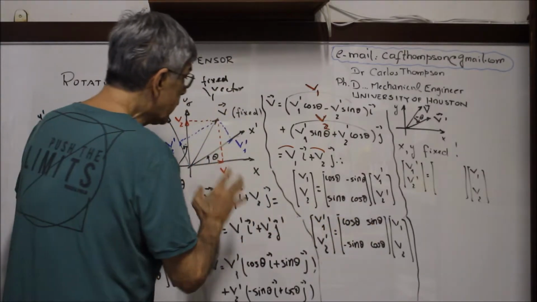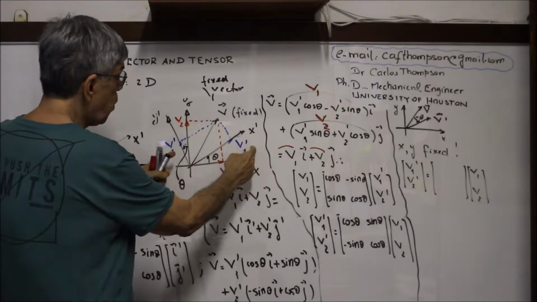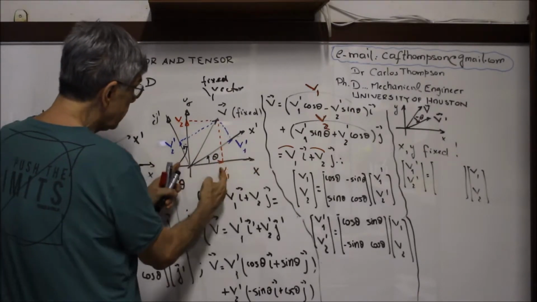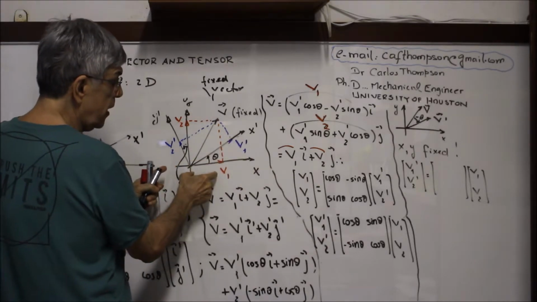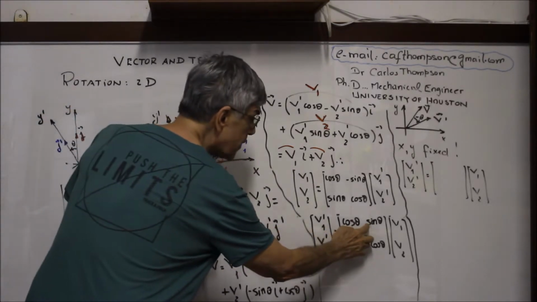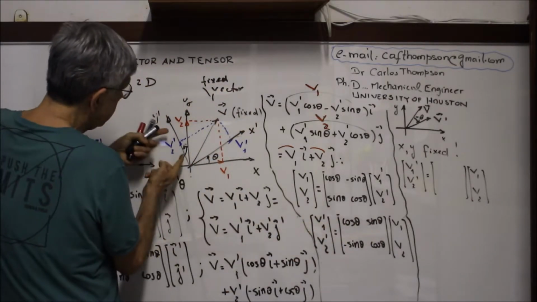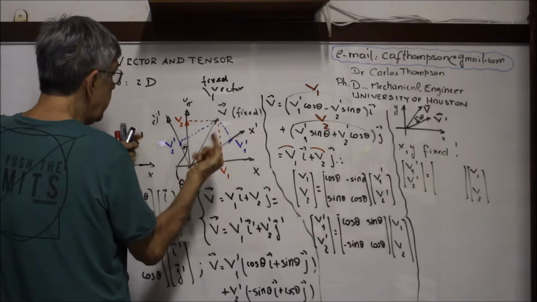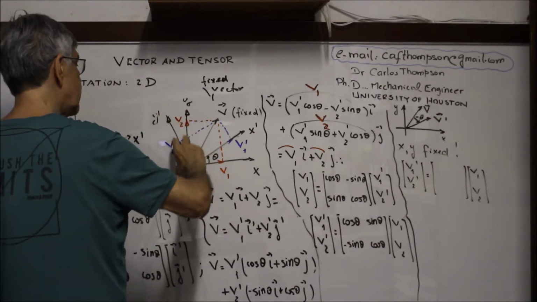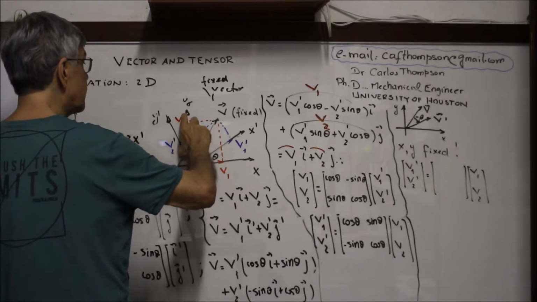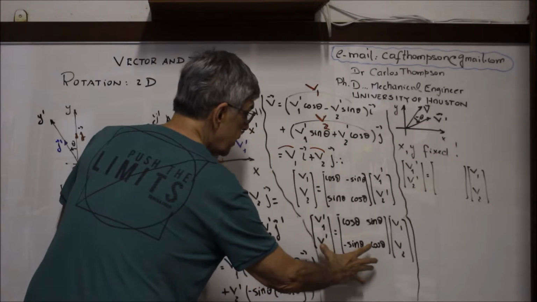You can look here. Look, v prime 1 is greater than v1. See, this blue one is greater. That's why here is the plus sign. Now, v prime 2, the blue one, in this case is less; the length is less than v2. That's why you have minus over here.